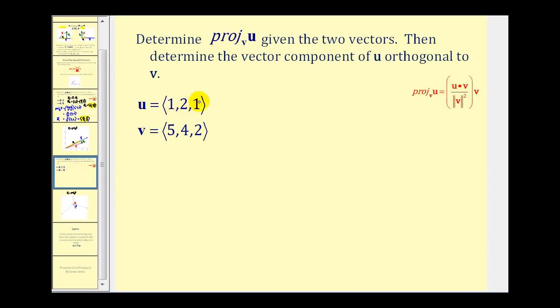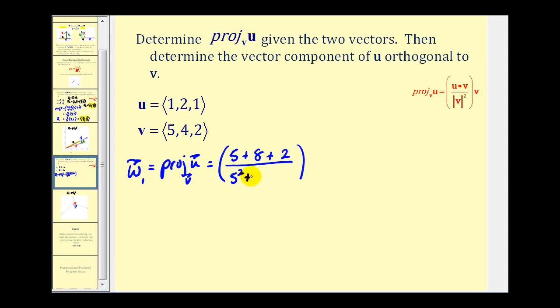We want to find the projection of vector u onto vector v. So go ahead and call the projection vector w sub 1. So the numerator will be u dotted with v, so we'll have 1 times 5, that's 5, plus 2 times 4, that's 8, plus 1 times 2, that's 2. Divided by the magnitude of vector v squared, that'll just give us 5 squared plus 4 squared plus 2 squared. We're going to multiply this by vector v, which has components 5, 4, and 2. Let's go ahead and simplify this. We're going to have 5 plus 8 plus 2, that's 15, divided by 25 plus 16, that's 41, plus 4, that's 45.